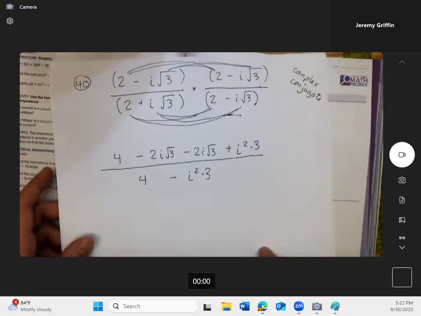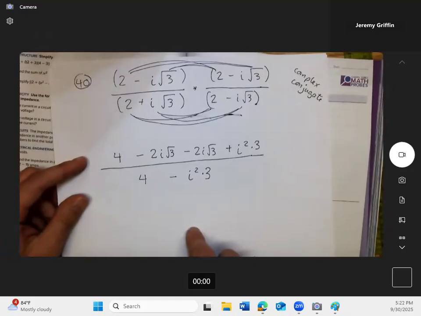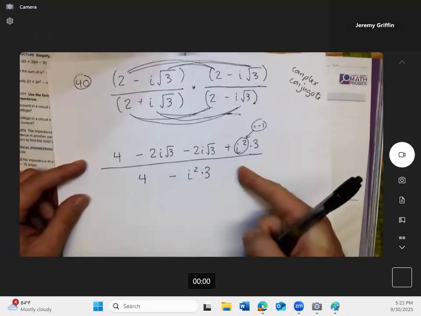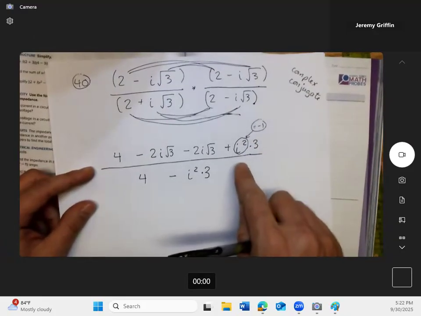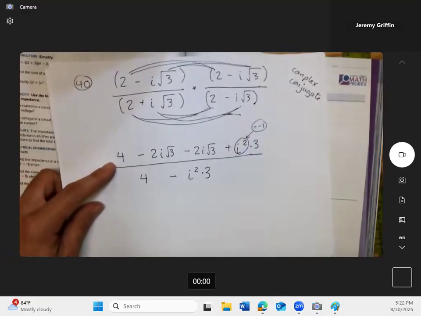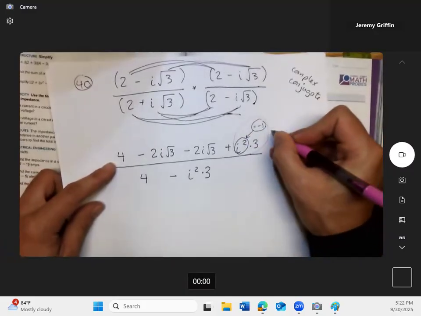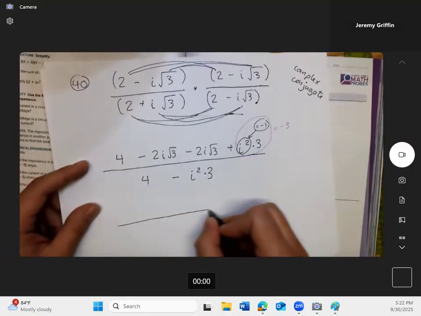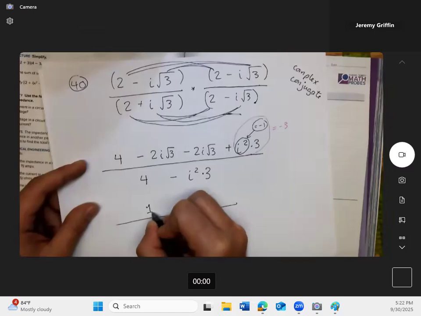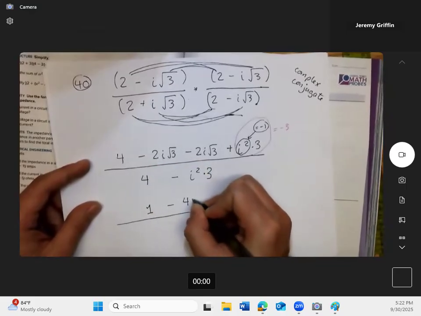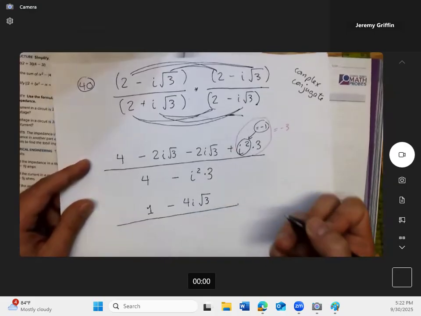Okay, I can definitely clean this up. Well, I know this i squared is equal to -1, so I can pop that in there. Guys, this is 4. This is -3, isn't it? Isn't this whole bit right here equal to -3? So what's 4 minus 3? Well, that's 1. So I get a 1 up here. I think it's everything real I have left in the numerator. And then 2i root 3, 2i root 3, they both subtracted. That's like minus 4i root 3, right?